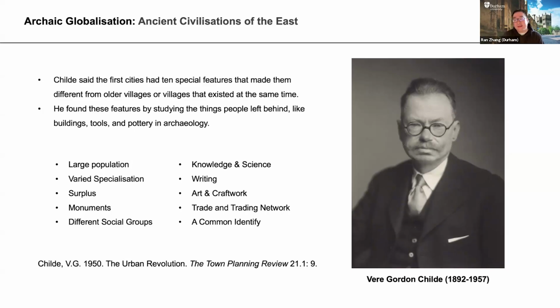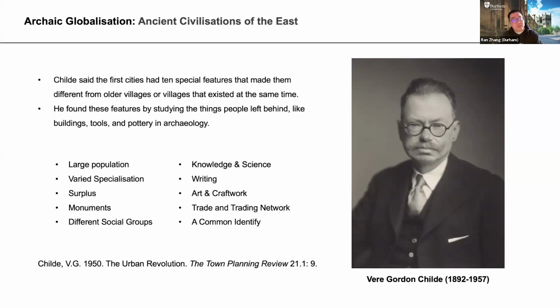Childe was probably the first archaeologist to properly define civilization. He said that the first cities had 10 special features that made them different from older villages, or villages that existed at the same time. He used archaeological finds like buildings, tools, and pottery to define them. So when we want to see a civilization, we need to see a large population, specialization, surplus from production, and monuments like pyramids or the Great Wall in China.